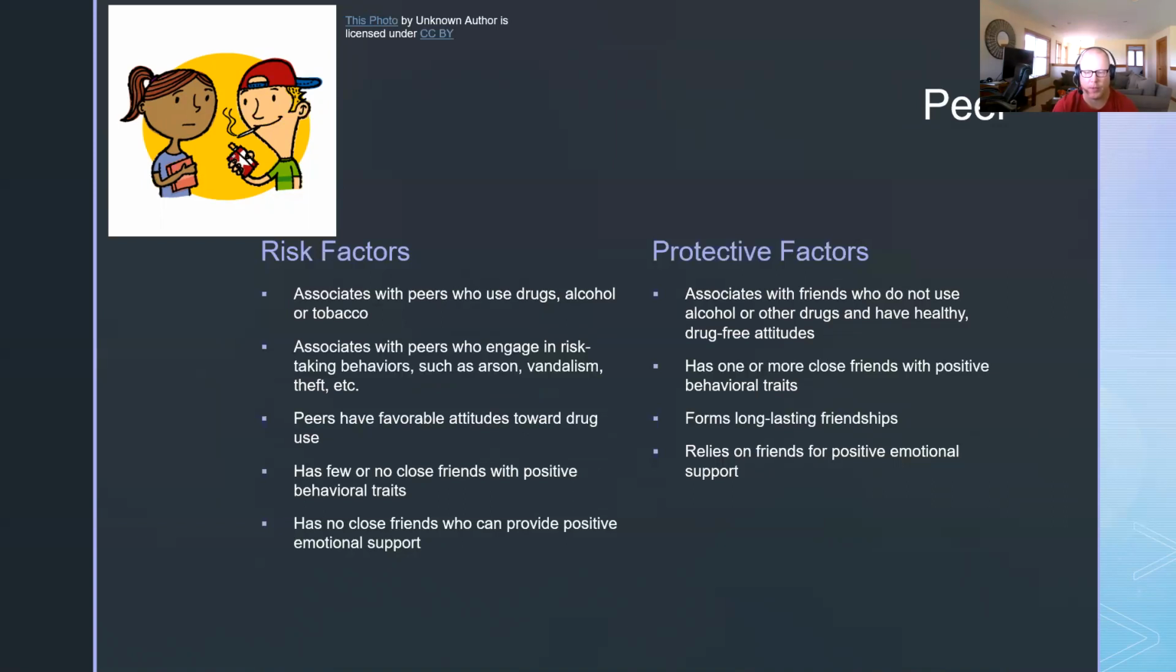The protective factors that our peers possess: associates with friends who do not use alcohol or other drugs and can have healthy drug-free attitudes. Has one or more close friends with positive behavioral traits, forms long-lasting friendships, and relies on friends for positive emotional support. So those are the protective factors that our peers can give us to help avoid using drugs and alcohol.